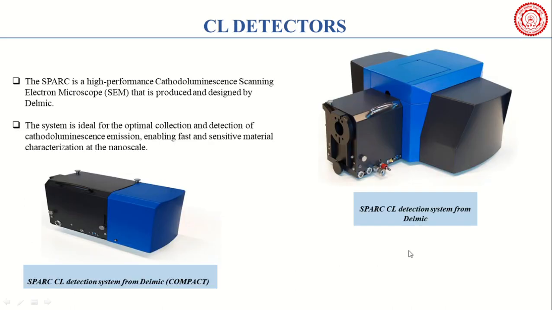Here are the detectors. These detectors are used for detecting the light coming from the apparatus that is used for CL imaging. Now here is the detection system prepared by Delmic, and here is the compact detection system being used. The advantage of this system is that it is ideal for the optimal collection and detection of CL emission, enabling fast and sensitive material characterization at the nanoscale. These are designed by Delmic, and they are very good for this purpose.